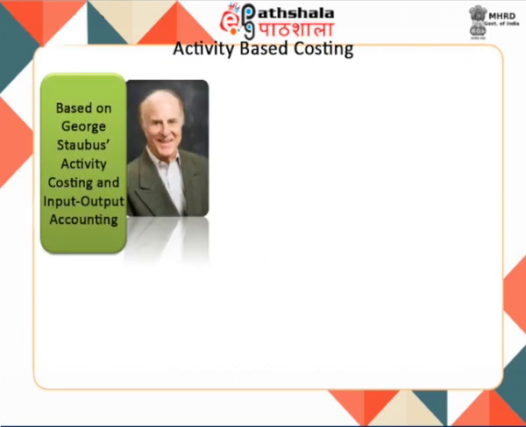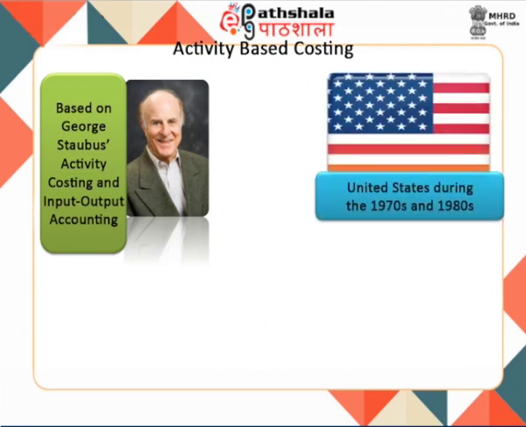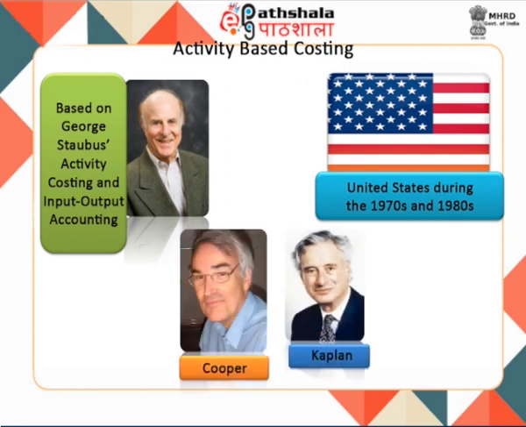ABC is based on George Stauber's activity costing and input output accounting. The concepts of ABC were developed in the manufacturing sector of the United States during the 1970s and the 1980s. Robin Cooper and Robert S. Kaplan, proponents of the balanced scorecard, brought notice to these concepts in a number of articles published in Harvard Business Review beginning in 1988. Cooper and Kaplan described ABC as an approach to solve the problems of traditional cost management systems.